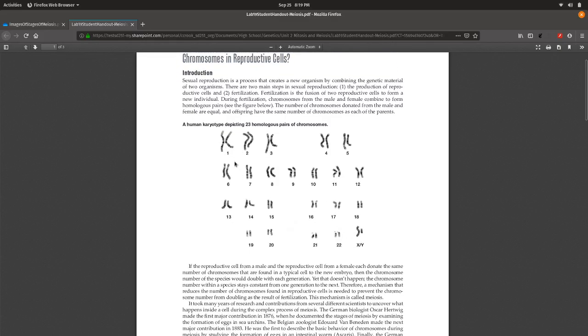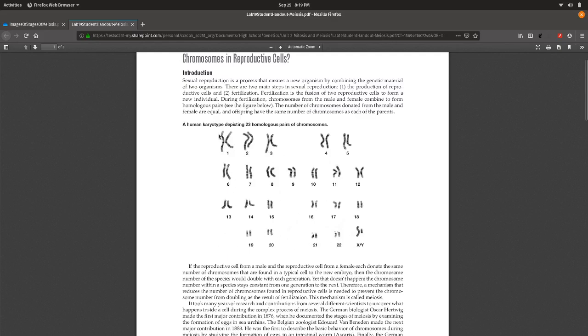To get started, I love how the lab shows this depiction of a human karyotype. We know that humans have 23 pairs of chromosomes. How they set up these karyotypes is they put the bigger ones, that'd be number 1, and as they go down, the smaller and shorter they get.